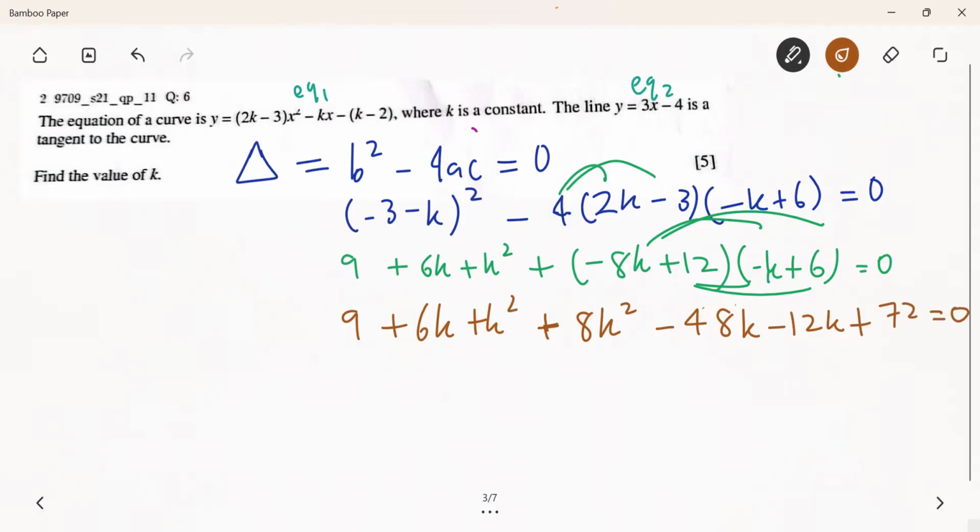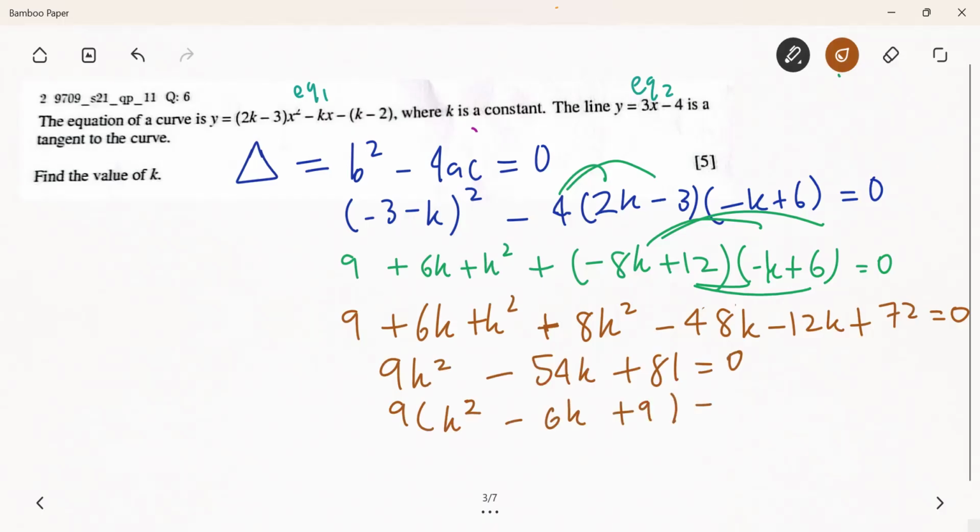Collect all the like terms. The k squared terms: k squared plus 8k squared is 9k squared. All the k terms: 6k minus 48k minus 12k is minus 54k. And then 9 plus 72 is 81, equal to 0. All three of these terms are divisible by 9, so I can pull out 9 as a common factor: 9 times k squared minus 6k plus 9 is equal to 0.